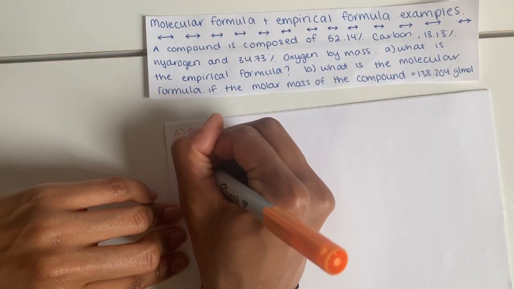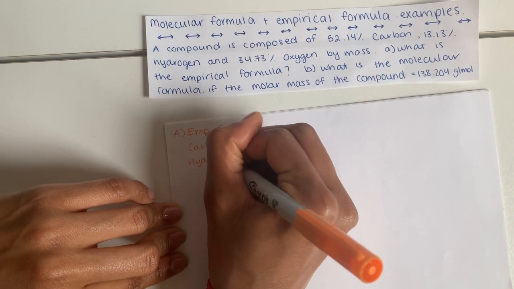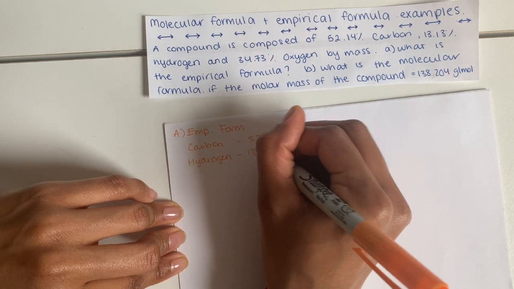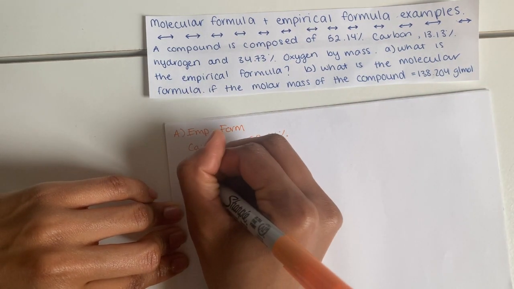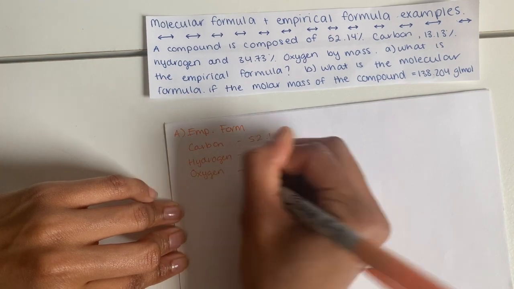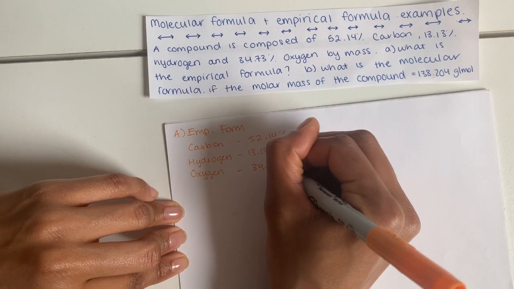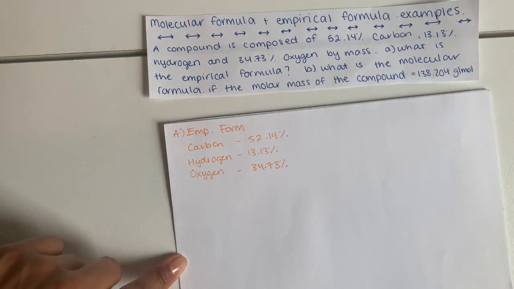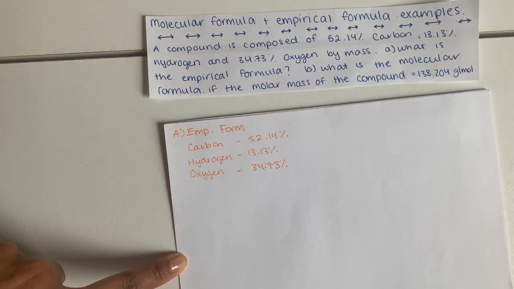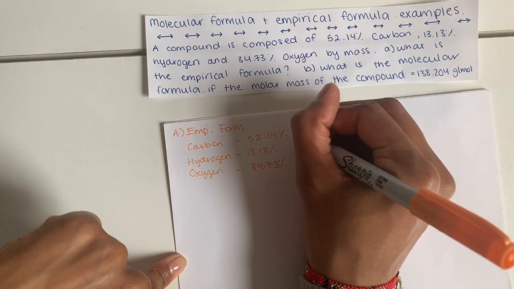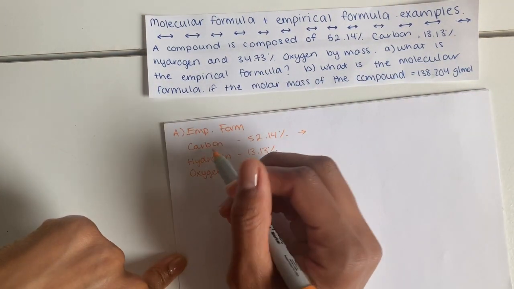What else do we know? We know that hydrogen has 13.13. And we know that oxygen has 34.73%. What else do we need to figure out empirical formula? We need the molar mass of each one. So we find molar mass by looking at periodic tables.